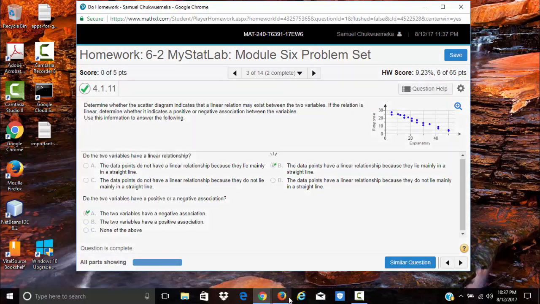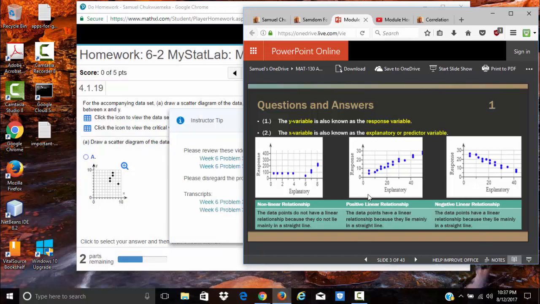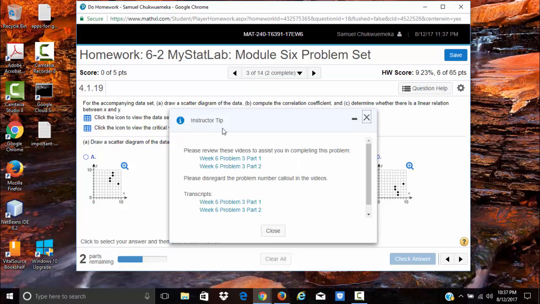So please, this is the note right here. These are the notes here. And of course, the video of the explanation is right here. That is from Applied Finite Mathematics, Math 130. Later, you can view this.